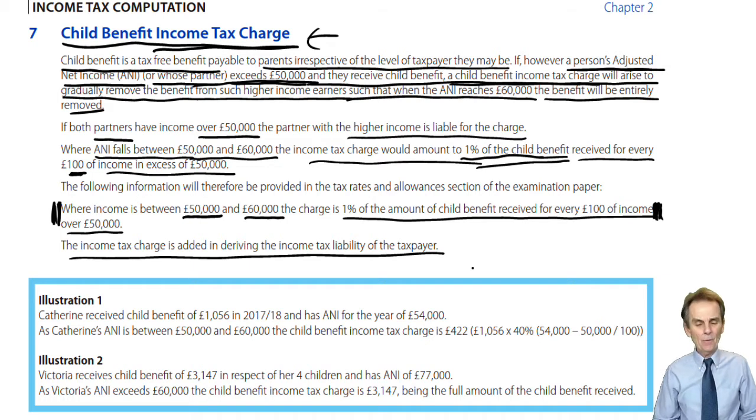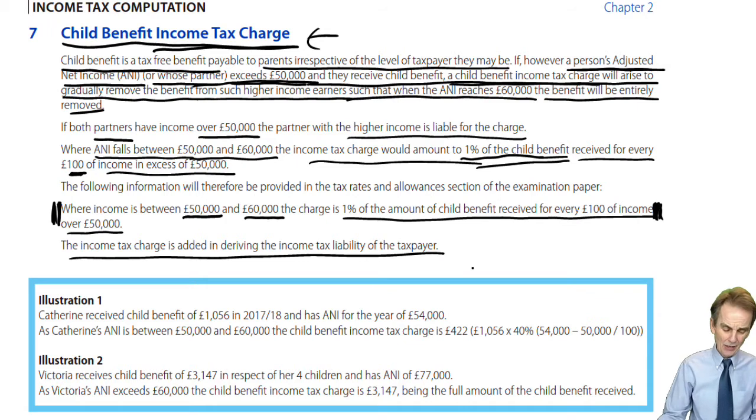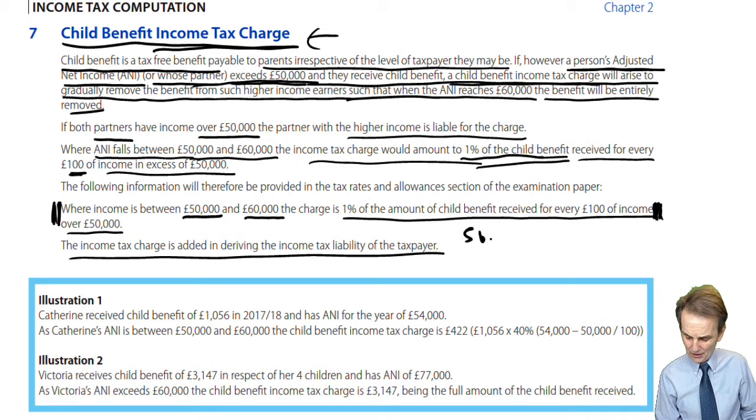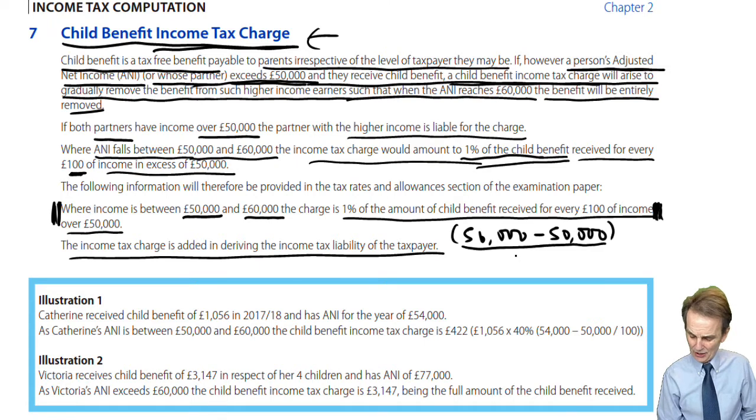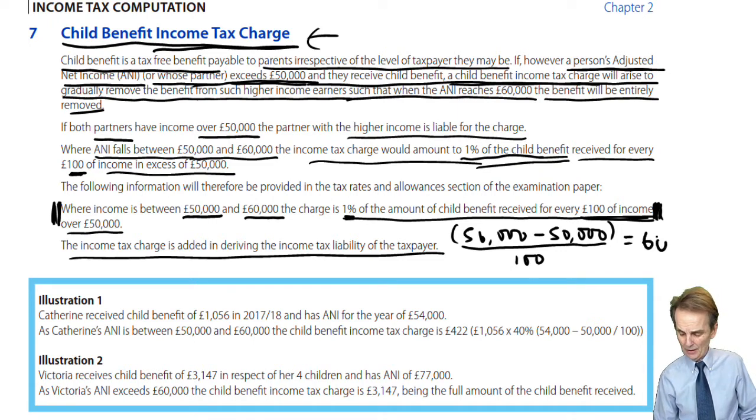So let's assume that we've done our calculation of adjusted net income, taking net income less the gross amounts of gift aid, less the gross amounts of personal pension contribution, and we've discovered an adjusted net income of £56,000. Well, £56,000 exceeds their 50,000. By how much? Obviously, 56,000 minus 50 will be 6,000. And we divide that excess by 100, because for every £100 of income over 50,000, we have a 1% charge. So 6,000 divided by 100 equals 60%.